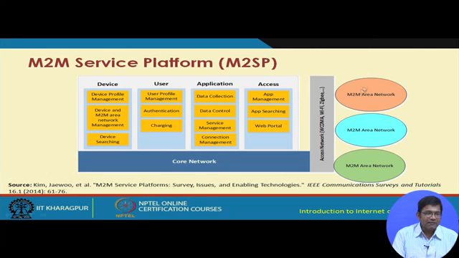The other possibility is that from this M2M area network and several such area networks, these data are sent through the access network to the core network which supports these platforms with respect to device, user, application and access. So, both ways actually, we can think of it from here going towards the M2M area network, or from the M2M area network towards the core network. We can think of communication taking place both ways. So, only the flow of the data is different. So, what type of data is flowing, that is different.